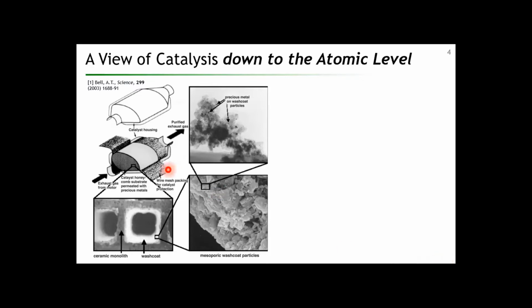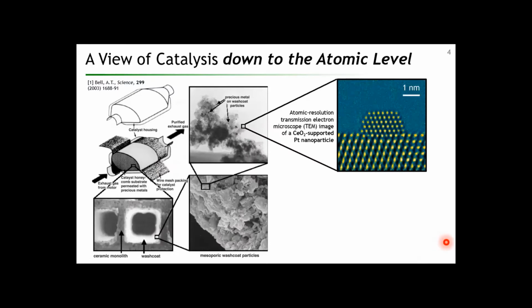So here's a catalytic converter showing sort of the catalyst exists across length scales all the way down to the nanometer level. And with aberration corrected electron microscopy, we can actually probe the atomic level structure of the catalyst. This is a platinum particle on a cerium oxide support. This is a really common formulation of catalysts that are used in these applications.